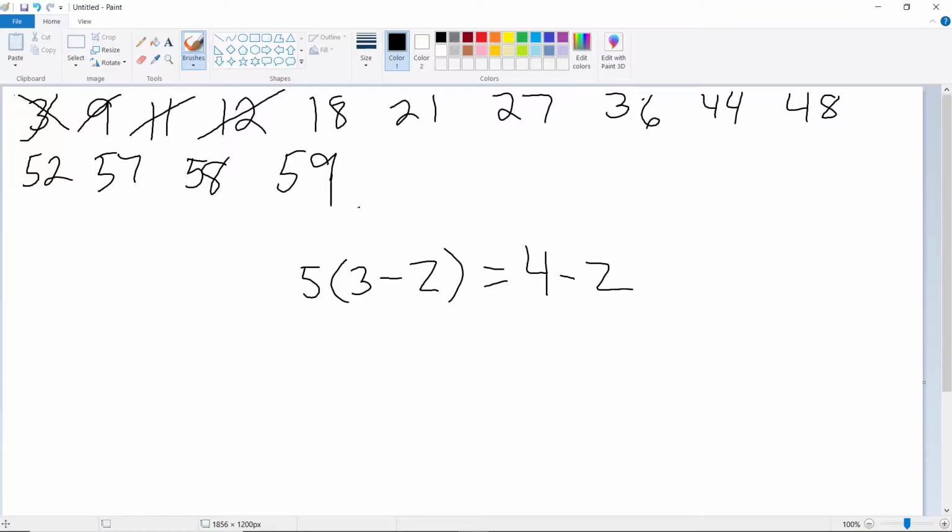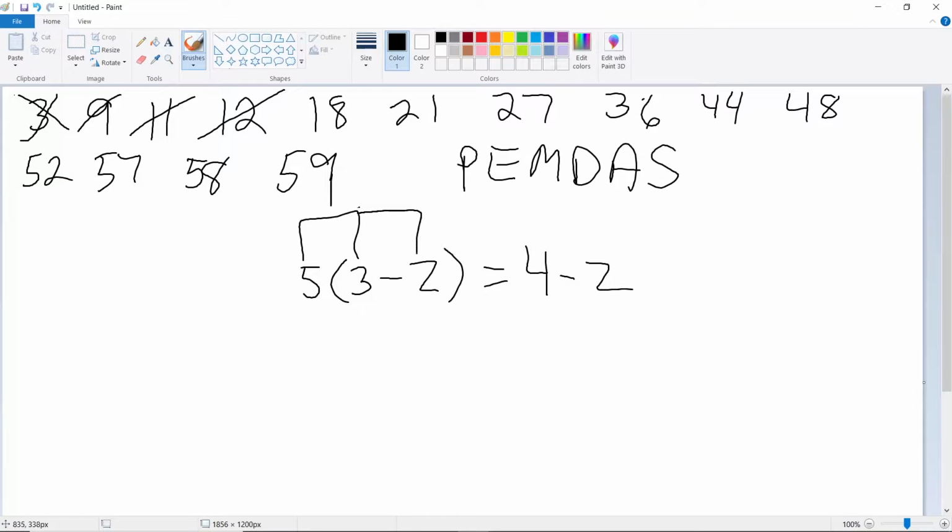All right, so again, we have to find out what z is. And remember, PEMDAS, that's order of operations: parentheses, exponents, multiplication, division from left to right, addition, subtraction from left to right. What it says is when we have something inside parentheses like this and one of them is a variable, we're going to have to distribute. So this is 15 minus 5z. I multiplied 5 times 3 and 5 times negative z equals 4 minus z, excuse me.